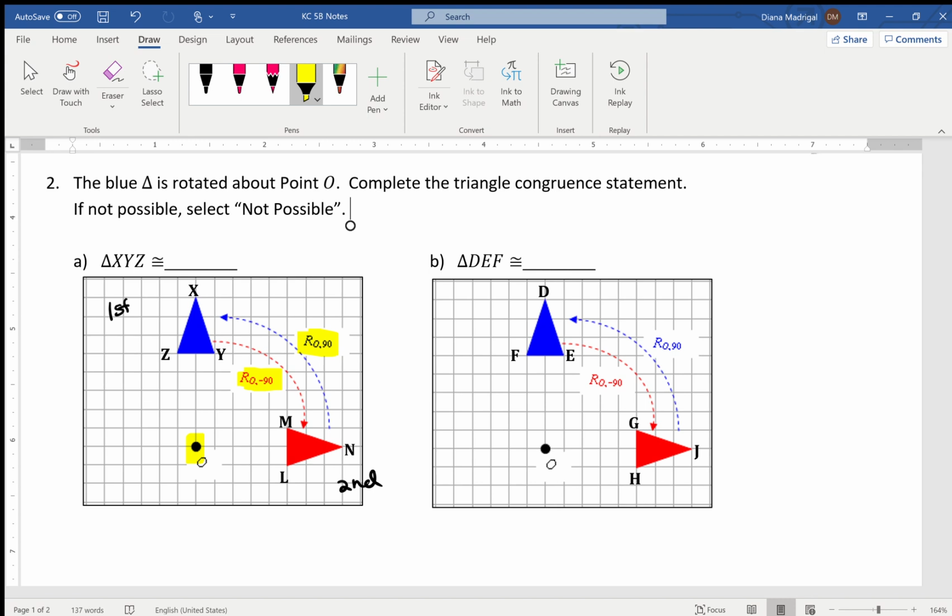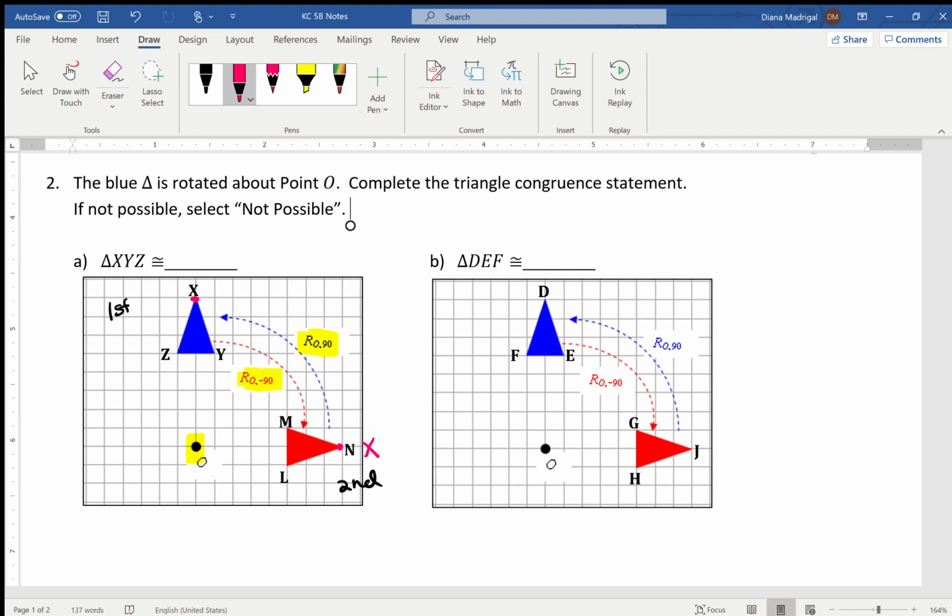So the first thing we have to do is match the points. I always told you that. Match them, so you guys see where the points are going to be. If blue is the first one and it's being rotated to the second one, look at the image. The top point of the triangle is going to be X, and then this one is going to be N. That means that N is your X.